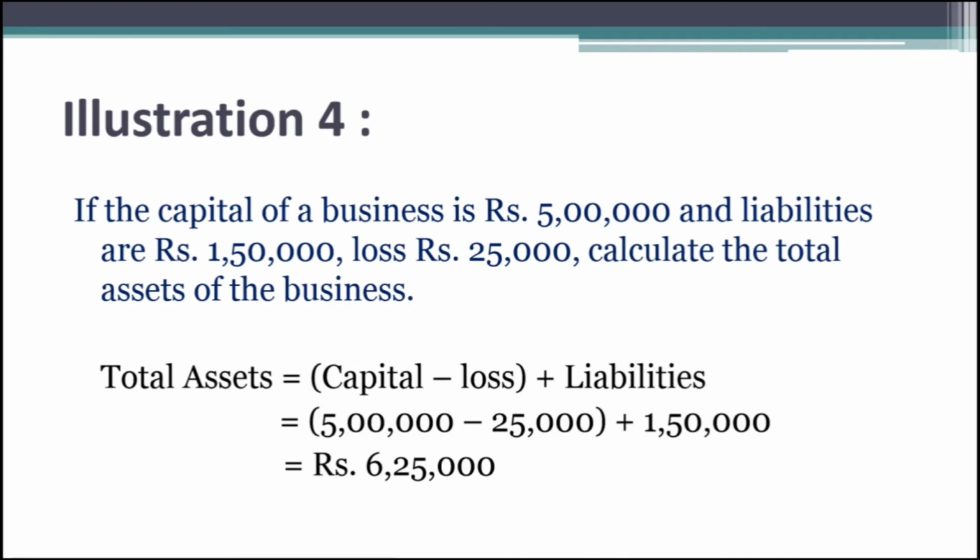Next, if the capital of a business is rupees 5 lakh and liabilities are rupees 1,50,000 and loss of rupees 25,000 is also there, how do we calculate the total assets? Remember, total assets are always calculated on the closing capital. And how to calculate the closing capital? Opening capital minus loss. That is rupees 5 lakh minus 25,000, and as we have to add up the liabilities, rupees 1,50,000, the total assets comes out to be rupees 6,25,000. Get it?